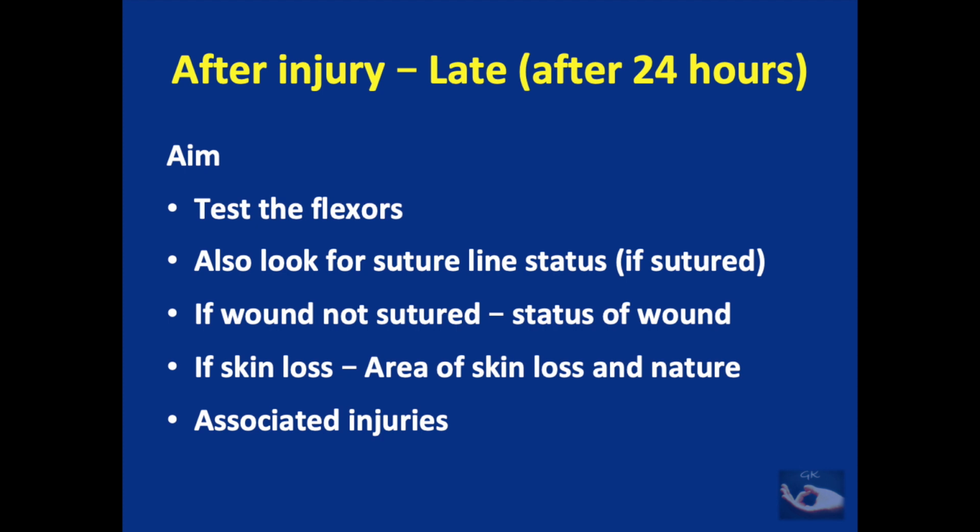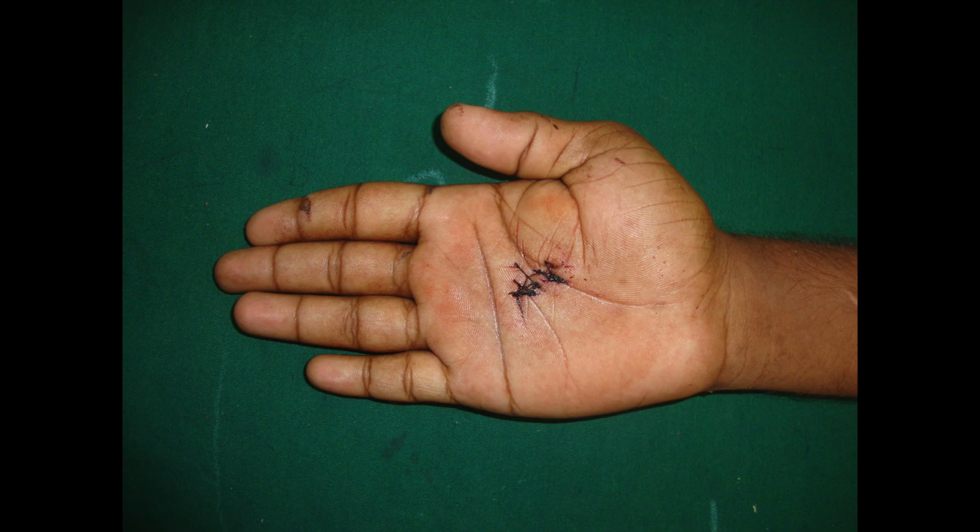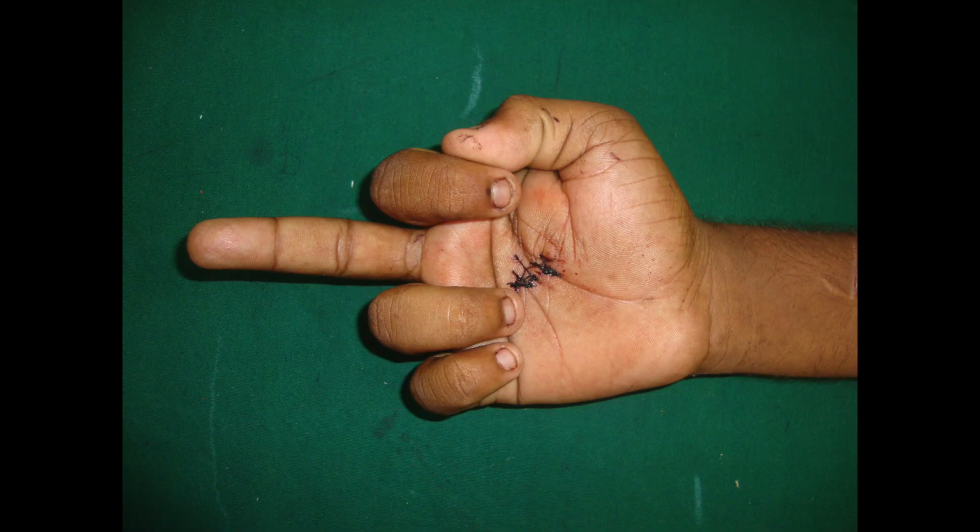So the aim in the clinical examination would be to test the flexors, to look for the suture line status, that is, if the wound has already been sutured elsewhere. If the wound has not been sutured, what is the status of the wound, and if there is a skin loss, what is the area and nature of skin loss and the plan to reconstruct it, and any associated injuries that need to be addressed. For example, this patient who has had a sutured wound on the palm and a flexor tendon injury of the right hand mid finger has presented 48 hours after the injury.